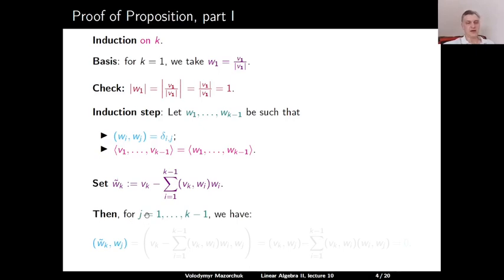So let j be a number between 1 and k minus 1. Let us compute the scalar product between wk tilde and wj. We can insert, instead of wk tilde, its definition, so it's vk minus the sum of wi's with coefficients ⟨vk, wi⟩, and then we take the scalar product with wj.